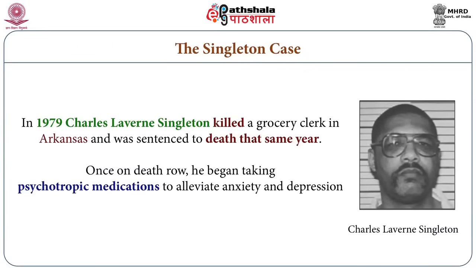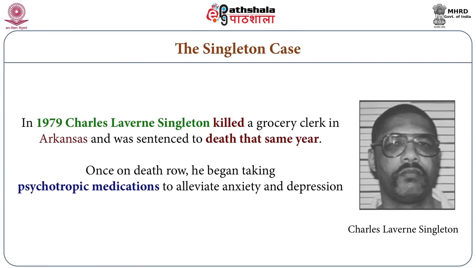In attempting to understand enforced medical treatment in general, especially in relationship to criminality, responsibility, and other questions of moral and legal philosophy, the most important case that we can focus on is called the Singleton case. The Singleton case is a United States death row case that began when in 1979, Charles Singleton killed a grocery clerk in the United States state of Arkansas and was subsequently sentenced to death that same year.